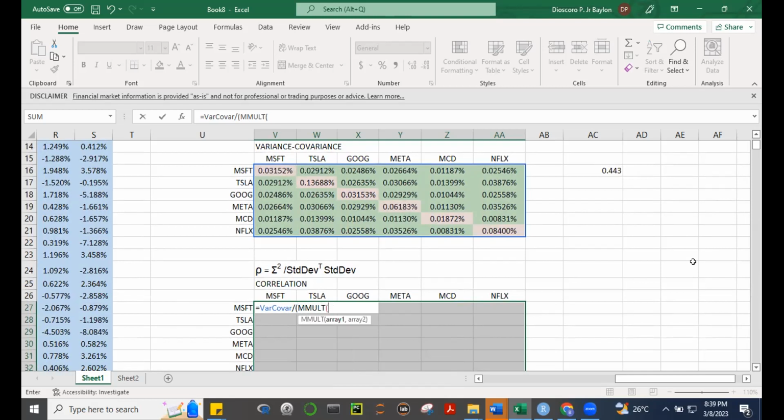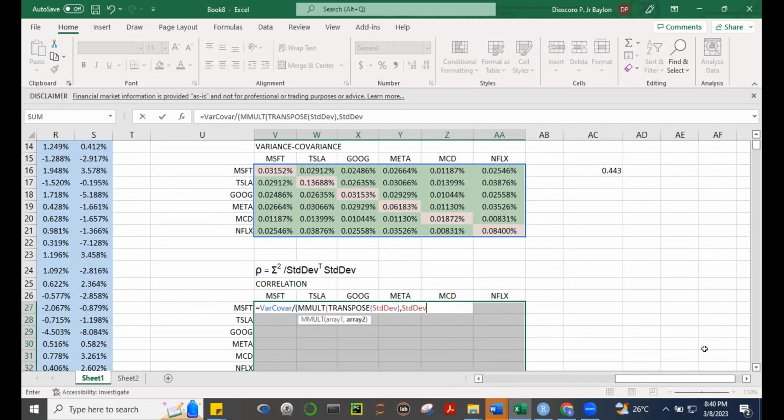Now, take note, I'm putting it in parentheses ano, sa ilalim. Transpose ng STDev natin, di ba? Yan, STDev. We gave it a name, di ba? Yung standard deviation matrix natin. Okay? So we close the transpose and then comma. So it's transpose ng standard deviation multiplied by the standard deviation, STDev.